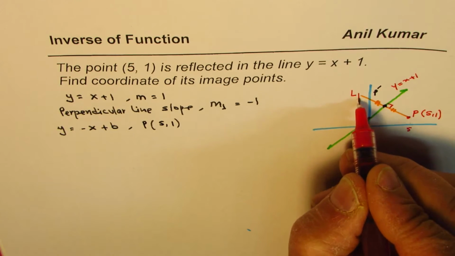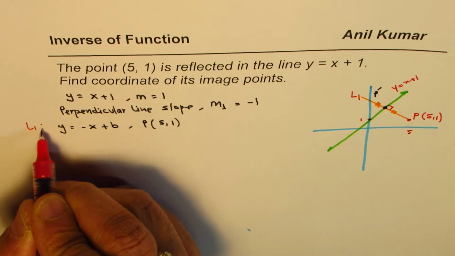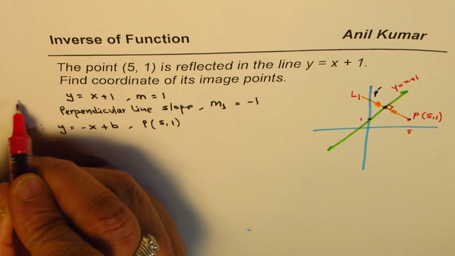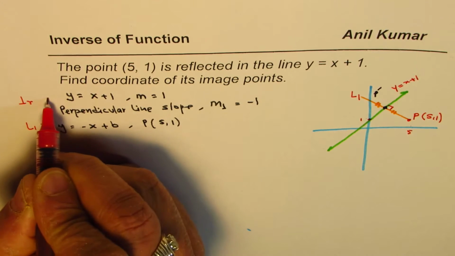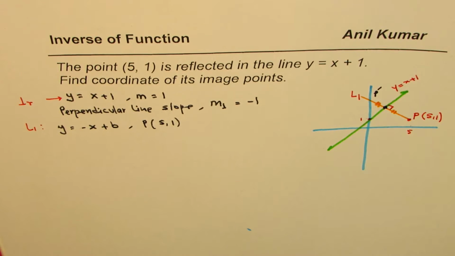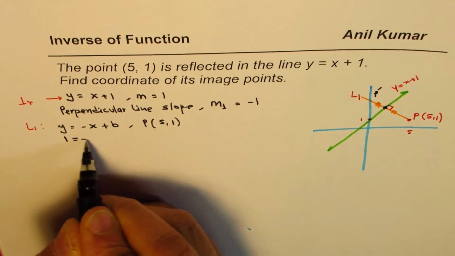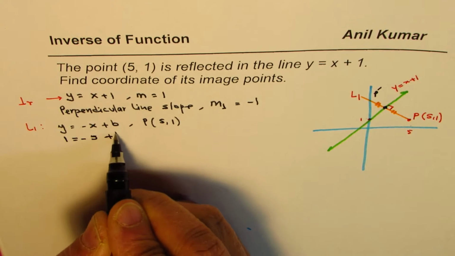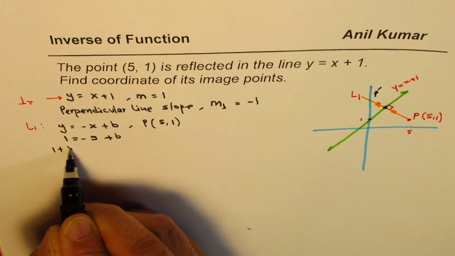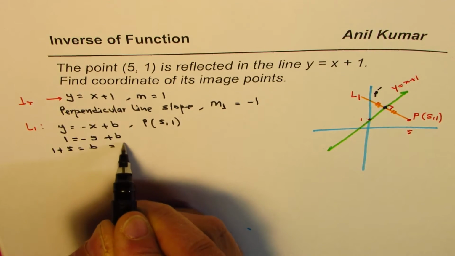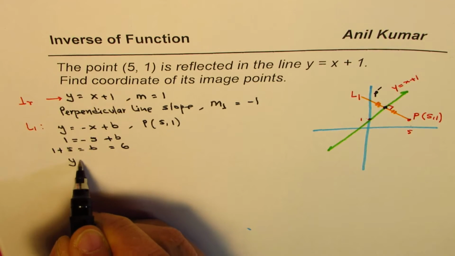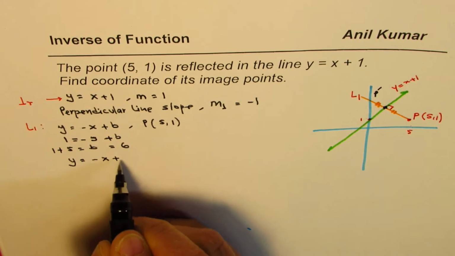So let me call this as L1, right? So we are finding the equation of line 1, which is perpendicular to the given line. Is that okay? So that is what we're trying to find. Now if I substitute x as 5, y as 1, we can find b, right? So we have 1 = -5 + b, or 1 + 5 = b, which is 6. So therefore this line is y = -x + 6.